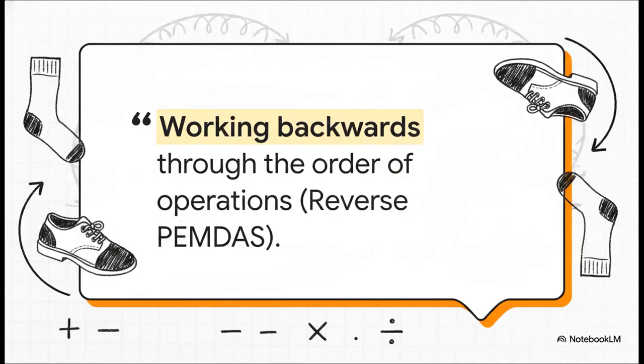To completely avoid this trap, you've got to memorize this golden rule. Solving an equation is literally just putting on your shoes and socks in reverse. Think about it. When you get dressed, you put on your socks, then your shoes. But when you take them off, you have to work in reverse. Shoes first, then socks. In math, this means doing reverse PEMDAS. You tackle the addition and subtraction to strip away the outside layers first, well before you ever touch the multiplication and division attached directly to the variable.